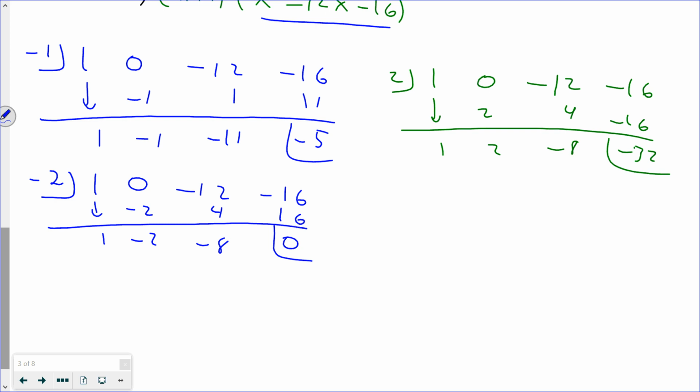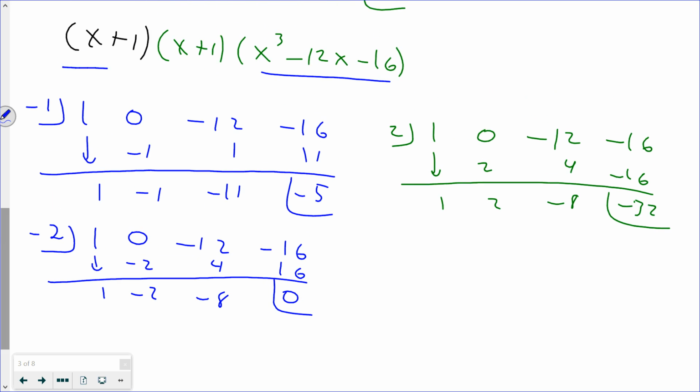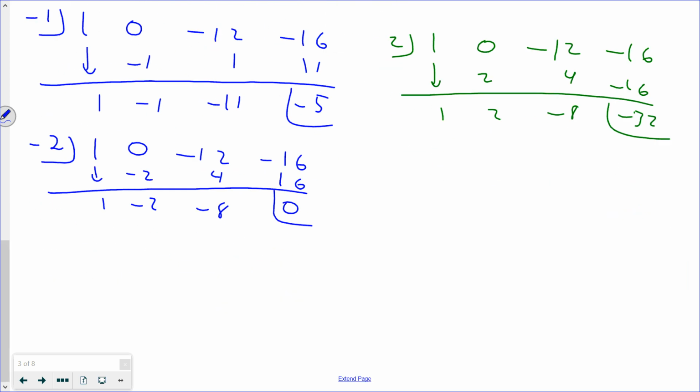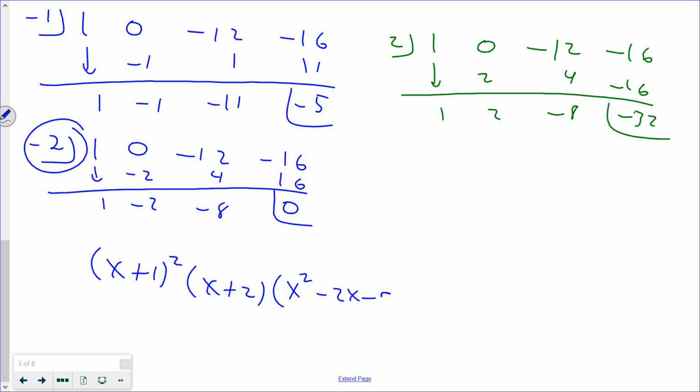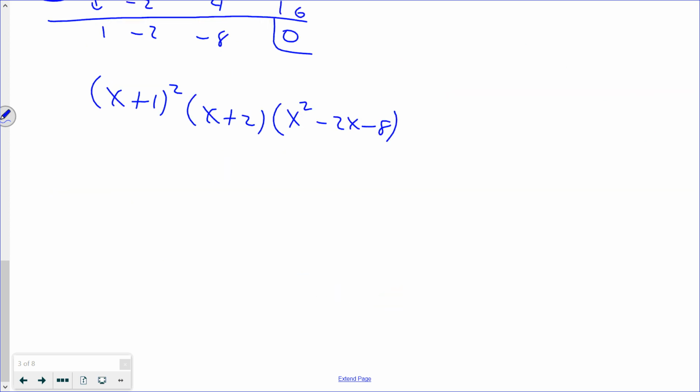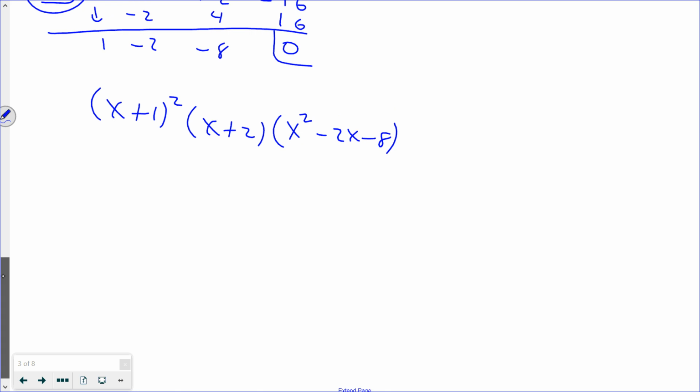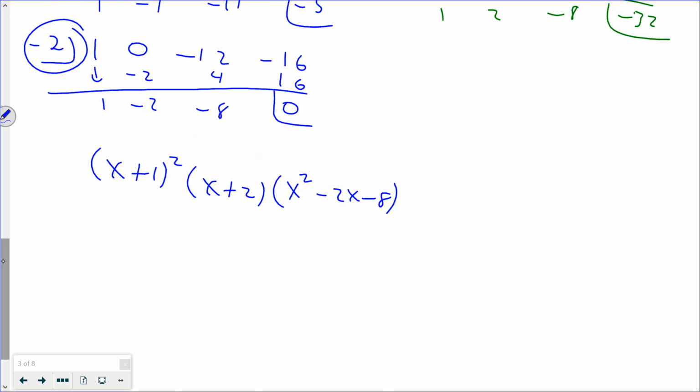So I'm going to pull down the original x plus 1 times x plus 1 that we had, or the x plus 1 squared. I have an x plus 2 now from this negative 2 that I just used. That gives me a factor of x plus 2, and I multiply it with my quotient of x squared minus 2x minus 8. And now I'm going to factor x squared minus 2x minus 8.